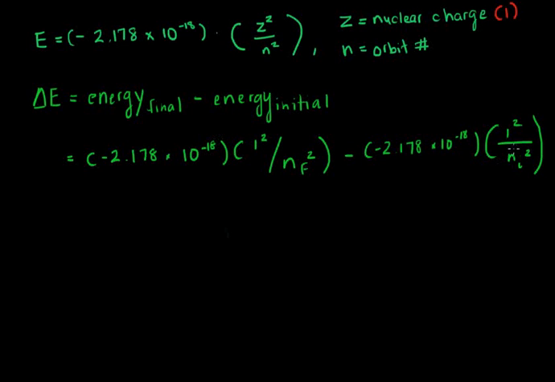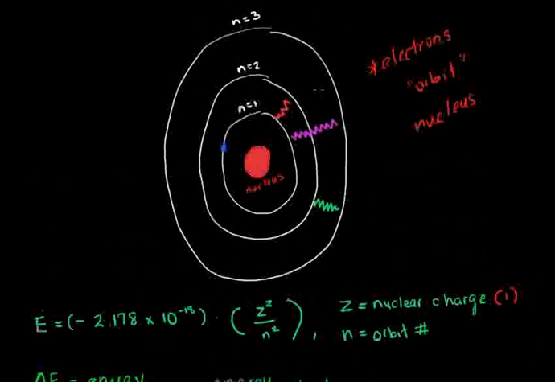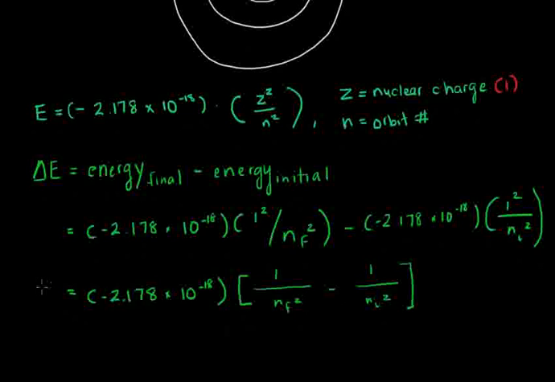We see that we've got the same constant in front of both parenthetical terms, so we can factor that out. We can factor this constant, negative 2.178 times 10 to the negative 18, out. And now we can just have a new term. We know 1 squared in both cases is just 1. So now we've got 1 over n final squared minus 1 over n initial squared. Remember, n is the orbit number, the ring, the concentric circle at which the electron is orbiting. And this is the equation we can use to figure out the change in energy when electrons move between orbits in Bohr's model of the atom.